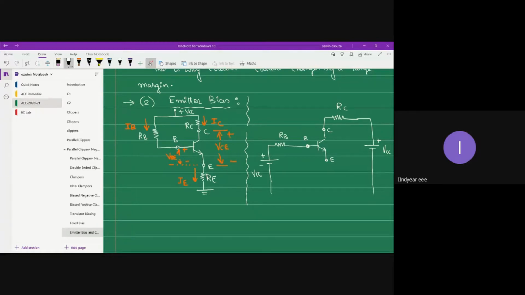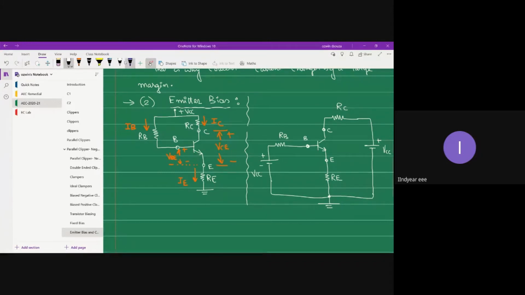Then the emitter is connected to RE. So let's connect the emitter terminal to a resistor, and the other end of resistor RE is connected to ground. So that's about the emitter terminal. Now, if you look at the DC source, the negative terminal of the DC source is connected to ground. So you can directly bring the negative terminal of VCC to ground. Similarly, let's connect the negative terminal of VCC to ground on the output side as well.